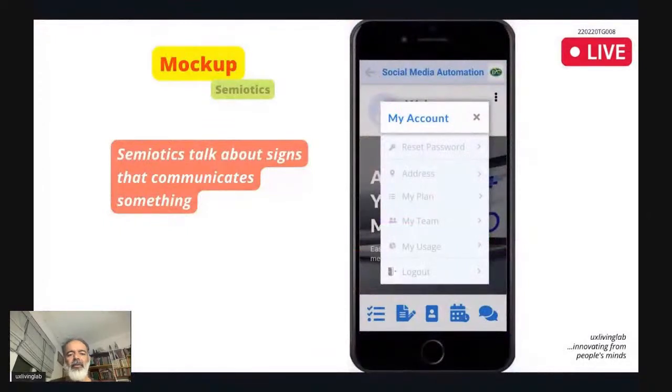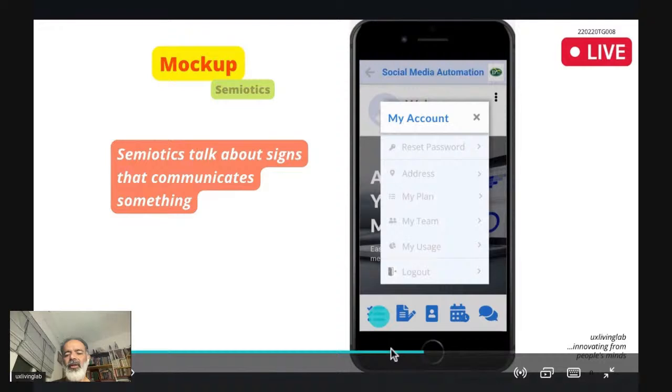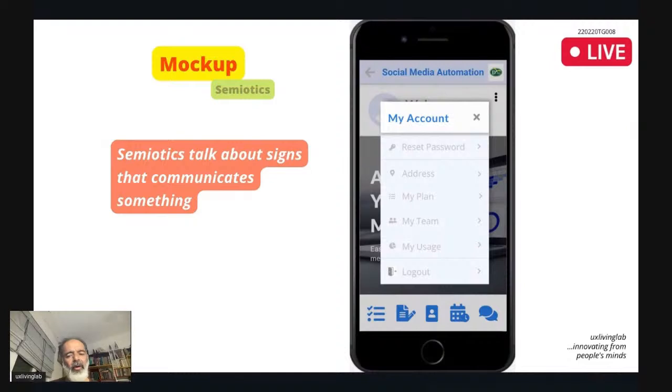Okay, then we can talk about semiotics. That's a really very interesting topic. Semiotics talks about signs that communicate something. You can see a lot of signs here. Also here, you can see a lot of signs. This is the way you have to communicate. So you can use signs without the explanation, or we can use them with the explanation.